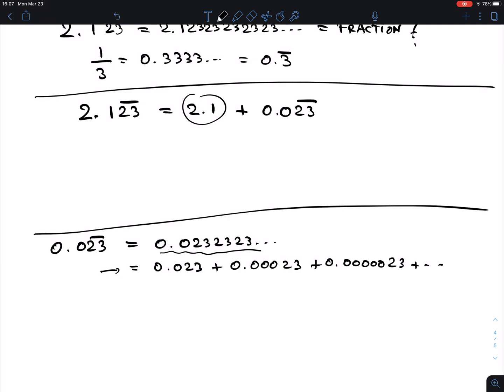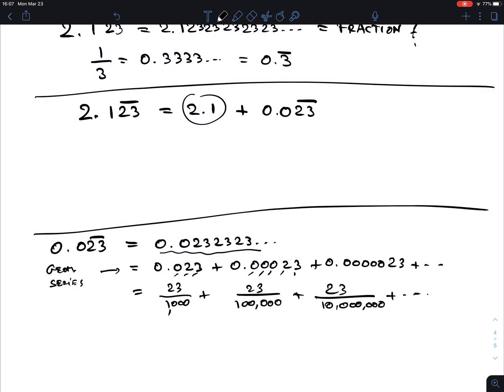Now my claim is that this actually is a geometric series. It's easier to write it as fractions, so let's write it as fractions. This is 23 over 1,000, plus the next one, 23 over 100,000. The next one is, I'll let you think about it, actually over 10 million.